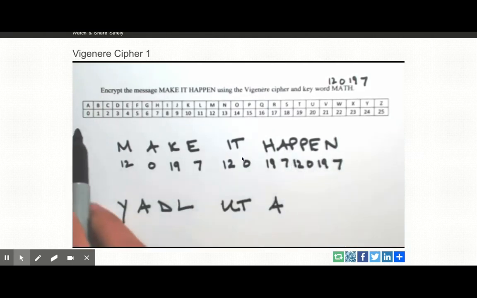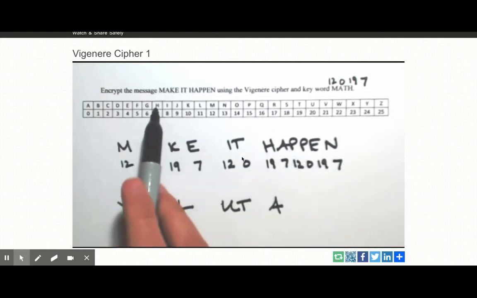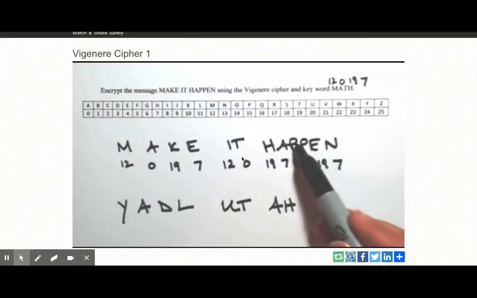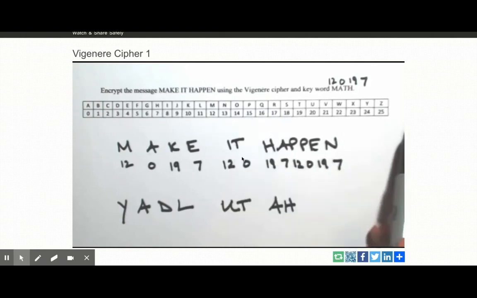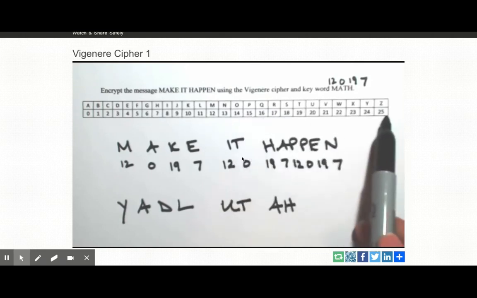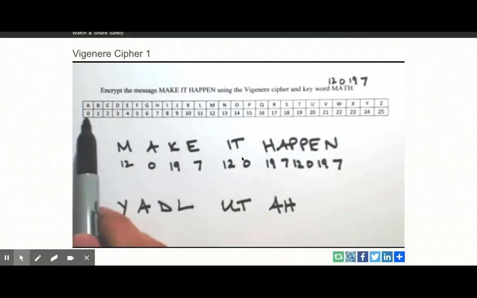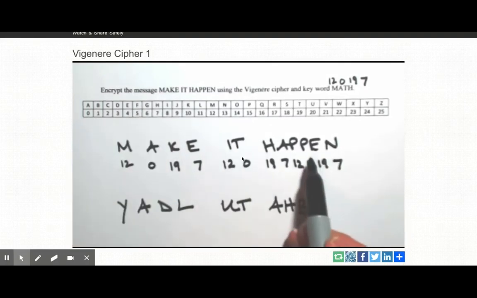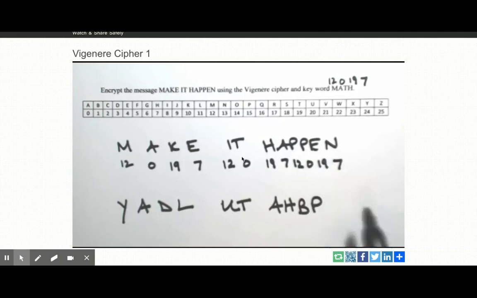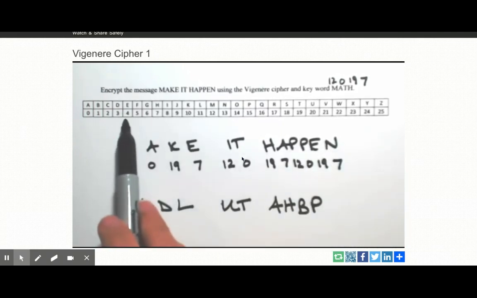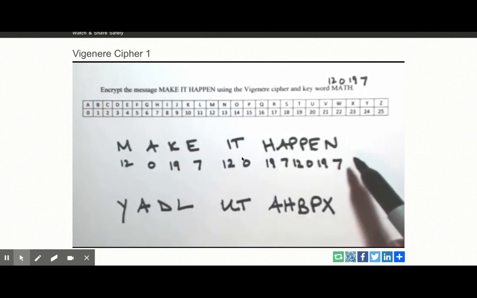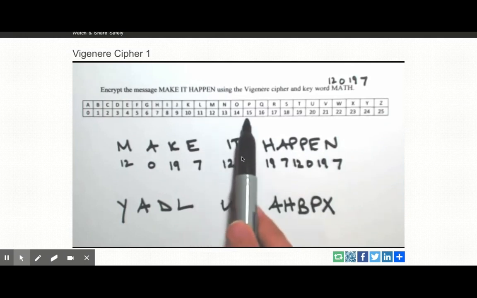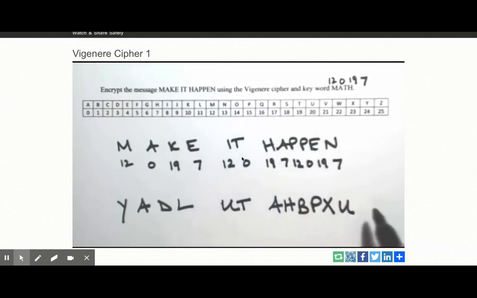A is shifted by 7. So A is 0, add 7 to H. P is shifted by 12. So P is 15. 12 is past where we are. So when we go to the 25, that's 10, 11, 12. P gets shifted by 0, so it stays the same. E is shifted by 19. So 4 and 19 is 23. And then N is shifted by 7. N is 13, add 7, you get 20, so that's a U.